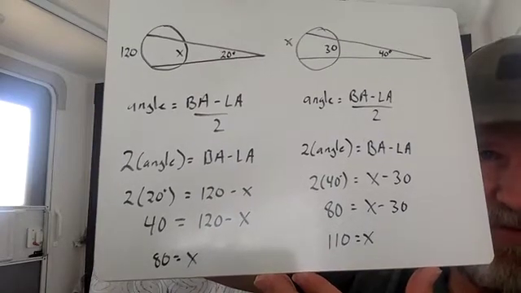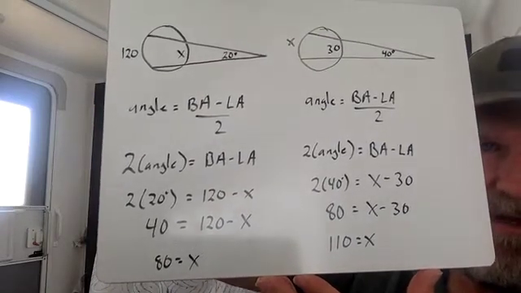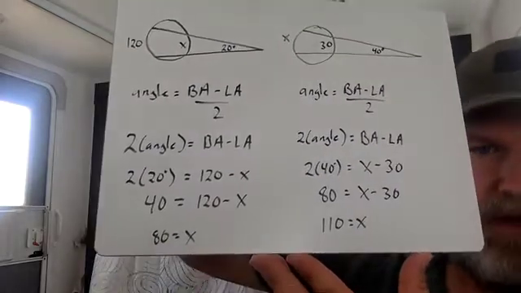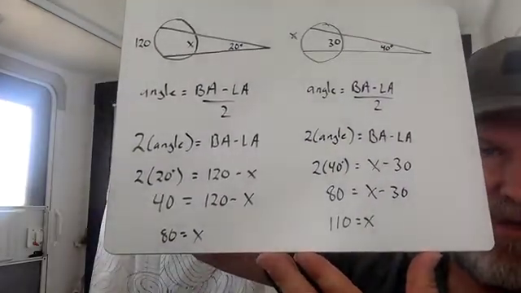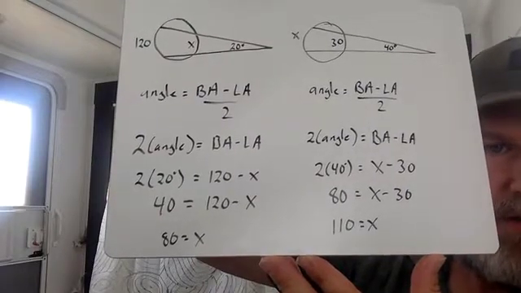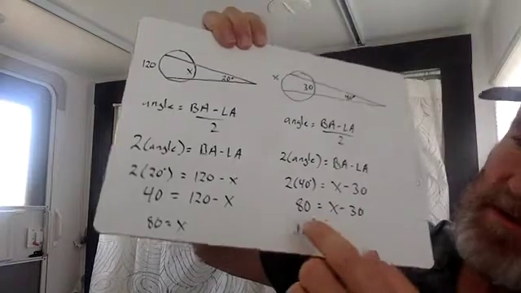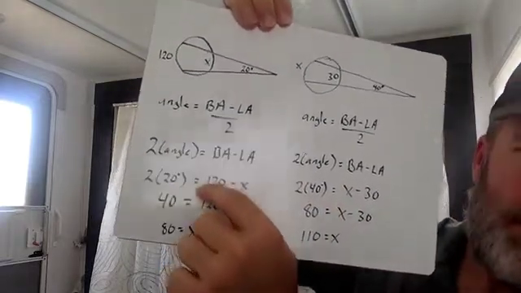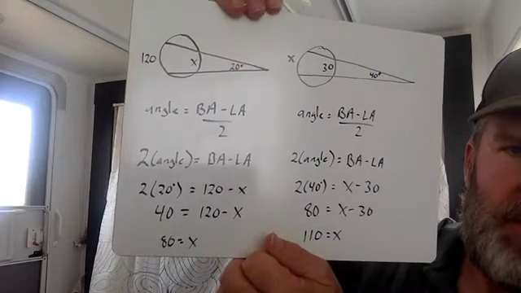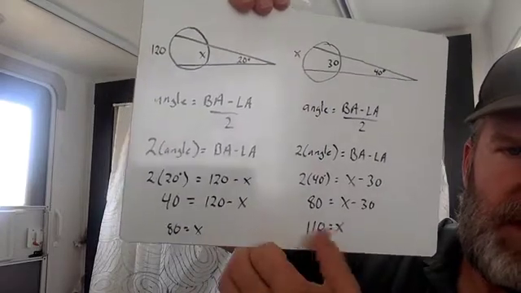So in this first example, we're missing the little arc, the LA. So it's 120 minus LA, and LA is X in this case. Big arc minus little arc. Big arc is 120. LA is X. So all the way down on this line, you see it's 2 times 20, because 20 is the angle. So you double that angle, you multiply 2 to the other side.